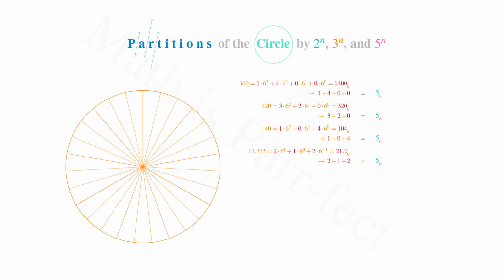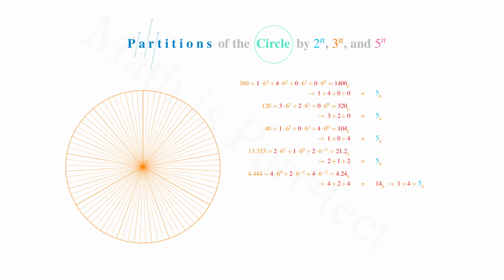Next, dividing the circle by 81 gives us 4.4444, once again truncating the repeated decimal, which is equivalent to 4/9. This can be broken down into 4 times 1, or 6 to the 0th power, plus 2 over 6, or 2 times 6 inverse, plus 4 over 36, or 4 times 6 to the minus 2nd, yielding 4.24 base 6. Summing 4, 2, and 4 gives us 1, 6 plus 4, or 14 base 6. This can be further reduced to 1 plus 4, or 5 base 6.